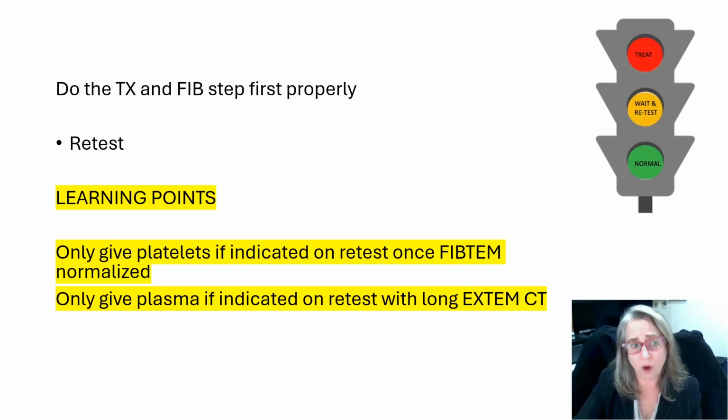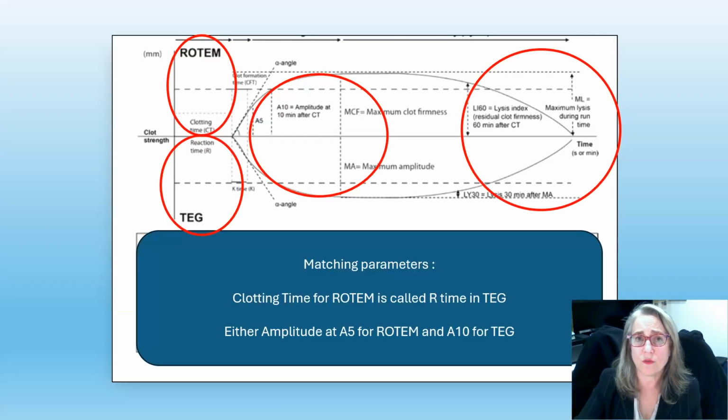And so the learning point here is the tranexamic acid and the fibrinogen were done properly, the test was repeated, and the platelets were not required, because on the retest, those numbers were normal, and the patient stopped bleeding, and plasma should only be given if on the retest there's a long extem clotting time. So that's a few examples using the Rotem back-to-back to get used to those patterns.